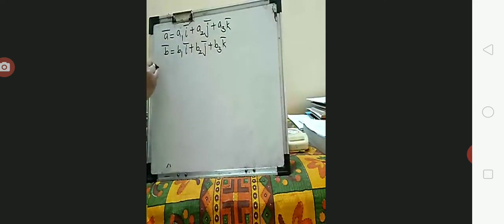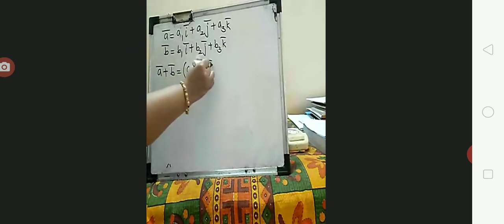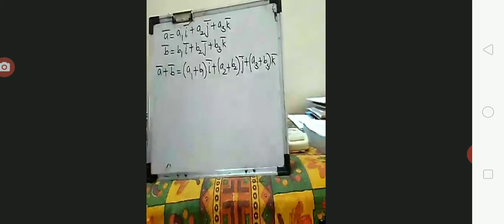Then in that case, how do you define the addition of these two vectors? So a bar plus b bar means you take the component-wise addition. What is the i component here? Here the i component is a1, and here it is b1. So you just add these components. So this is a1 plus b1 times i bar. Then the coefficient of j bar, you just add it: a2 plus b2 times j bar. Then we take a3 plus b3 times k bar.